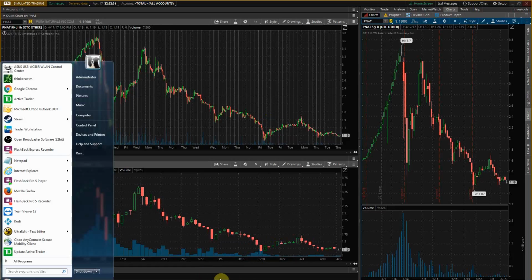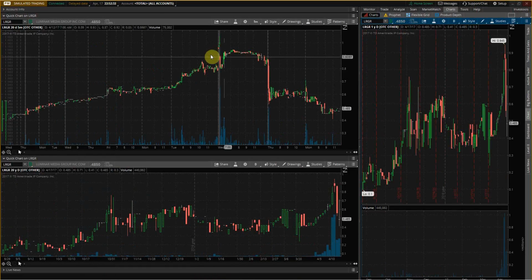The third one is Luminar Media Group, and same thing. This one was short-lived actually. I think I spotted it around here, this part right here, and it just kept going. And then this was like an immature kind of pump and dump. I think they're going to try and pump this up again, but we'll see.